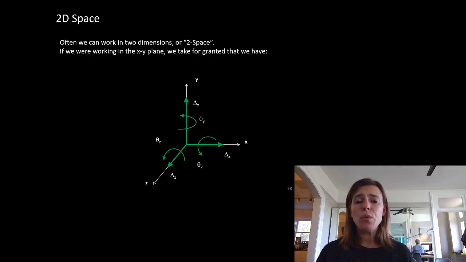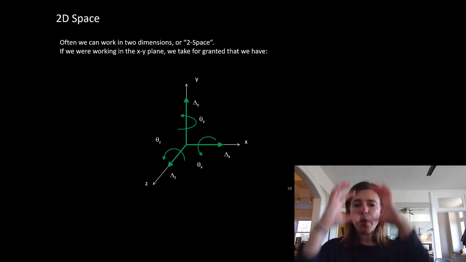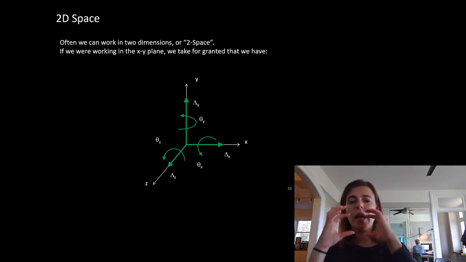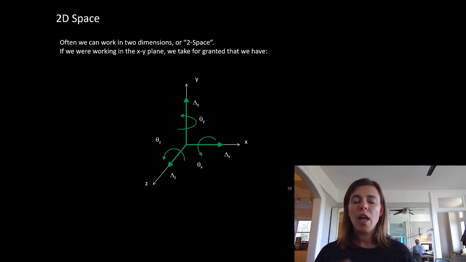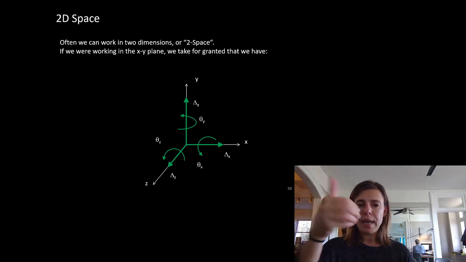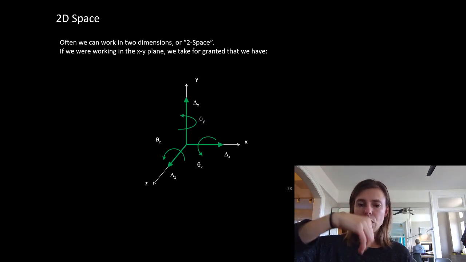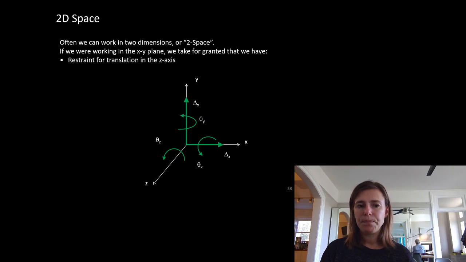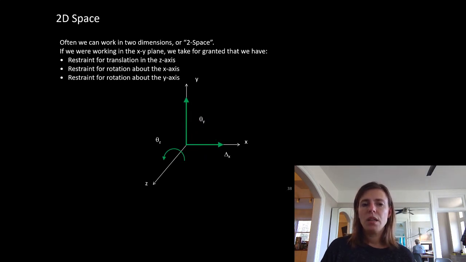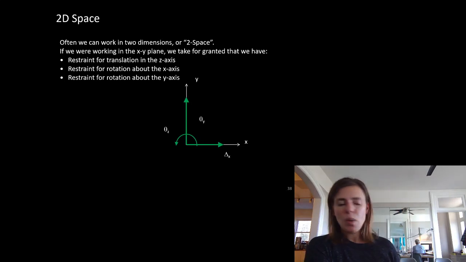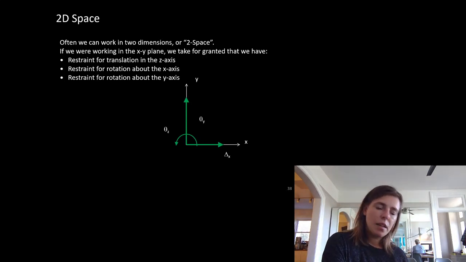So when we do that, we'll often say, okay, let's talk about it moving up and down and side to side. We won't worry about in and out of the page. And we won't worry about it spinning about Y or spinning about X. Just worry about it spinning about Z. So we'll restrain translation in Z, we'll restrain rotation about X, and we'll restrain rotation about Y. So what we're left with is, there's another small slide, 38.